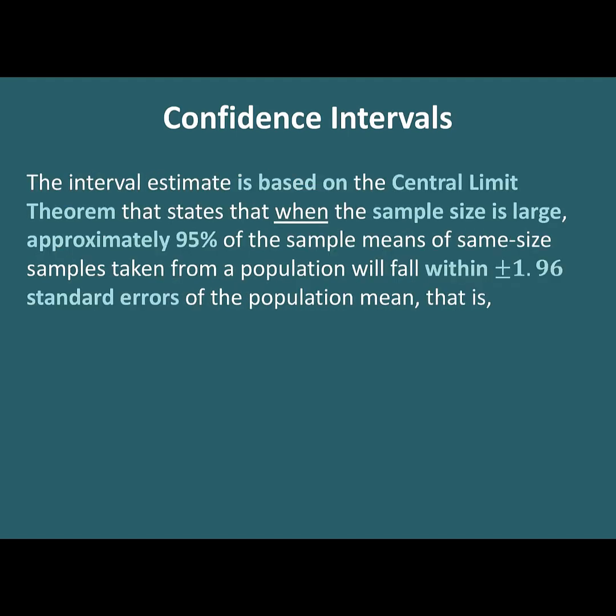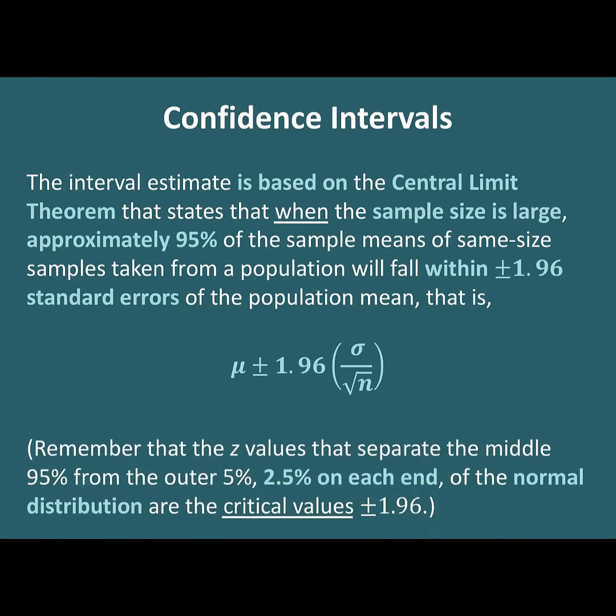The interval estimate is based on the central limit theorem that states that when the sample size is large, approximately 95% of the sample means of the same size samples taken from a population will fall within plus or minus 1.96 standard errors of the population mean. That is, mu plus or minus 1.96 times sigma divided by the square root of n. Remember that z-values that separate the middle 95% from the outer 5%, 2.5% on each end, of the normal distribution are the critical values plus or minus 1.96.